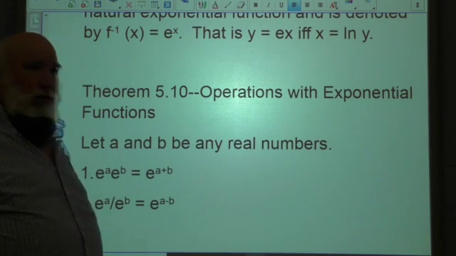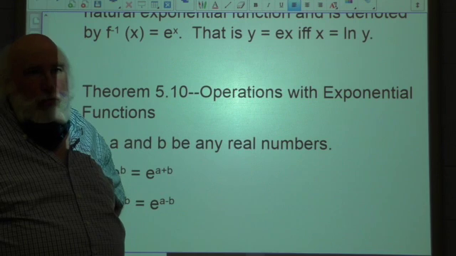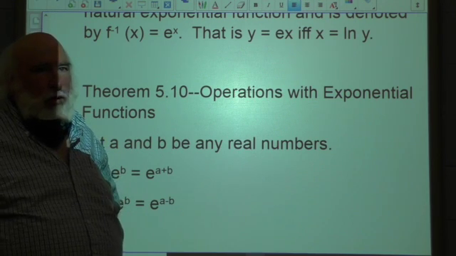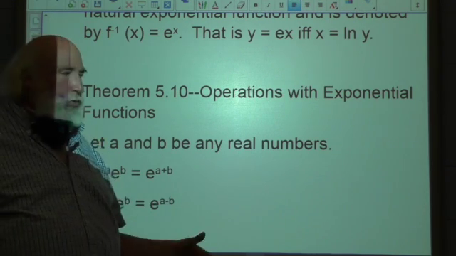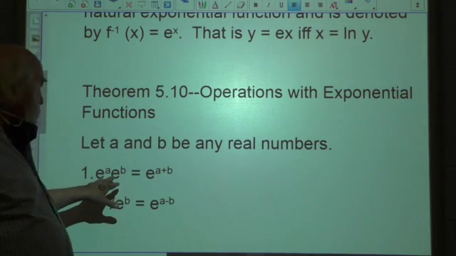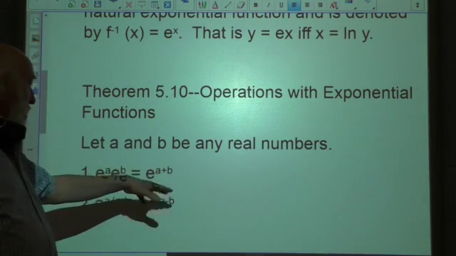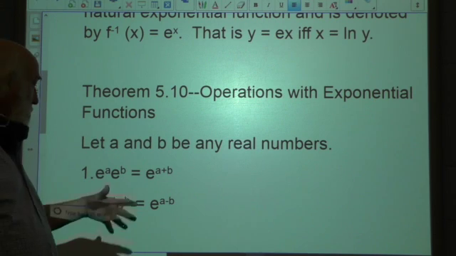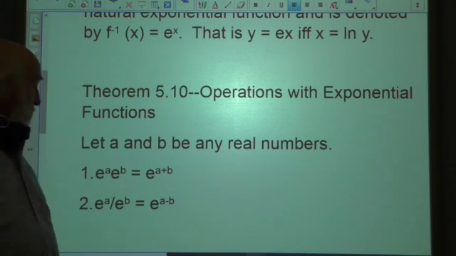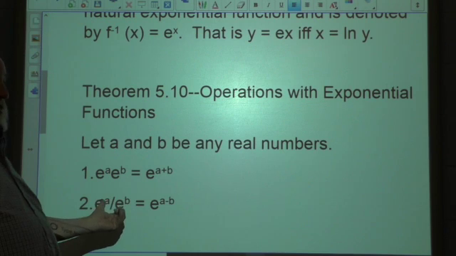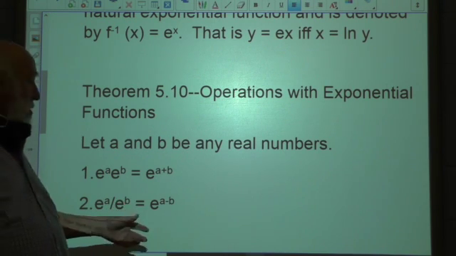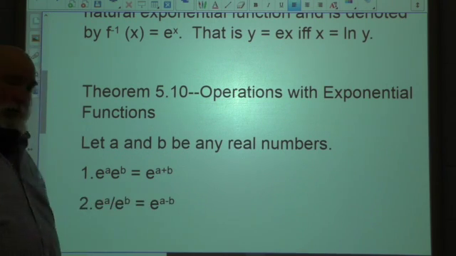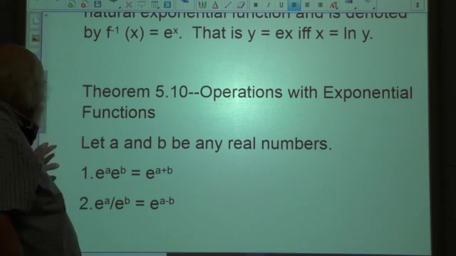This is something that's going to seem redundant, although we're putting it in the context of natural numbers. When you multiply two like bases, remember you add their exponents, so if the base is e, you still add it, it's still the same thing. And if you divide two values of the same base, you take their exponents and subtract, just like you've done many times before.